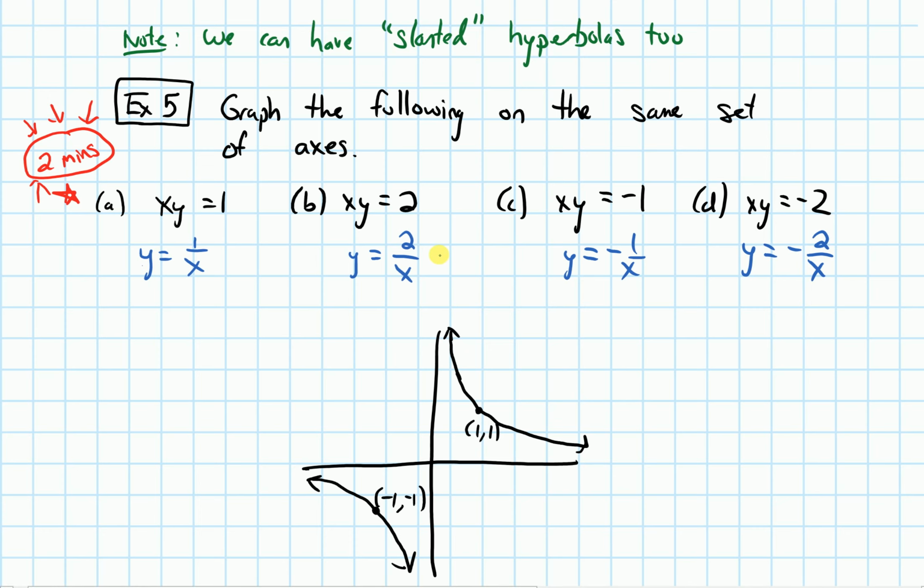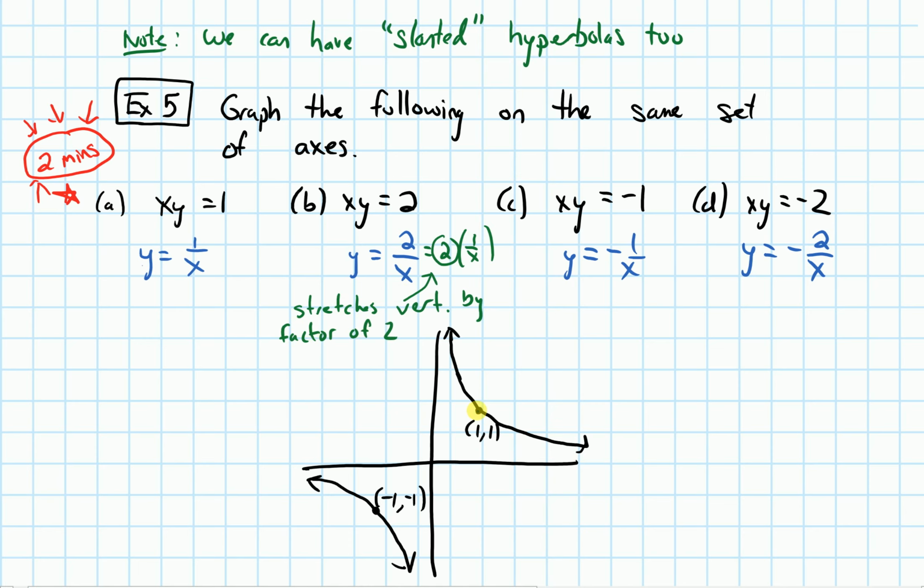Okay, so with the next graph, when we have 2 over x, that's actually 2 times 1 over x. And what this 2 is going to do is stretch the graph vertically. And it's vertically because this is what y equals. So putting the 2 in front of the 1 over x is going to double what y equals. That's why it stretches it vertically by a factor of 2.